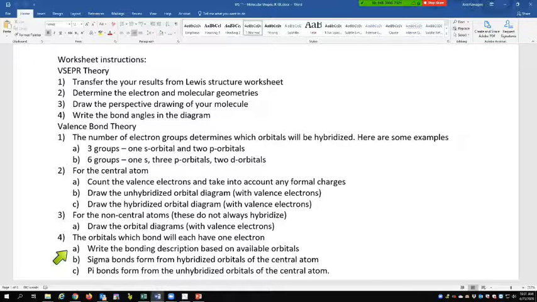And then the orbitals that bond will each have 1 electron in them. And so you're going to write the bonding descriptions. Sigma comes from overlap of hybridized orbitals on the central atom. Pi bonds are from unhybridized orbitals on the central atom.